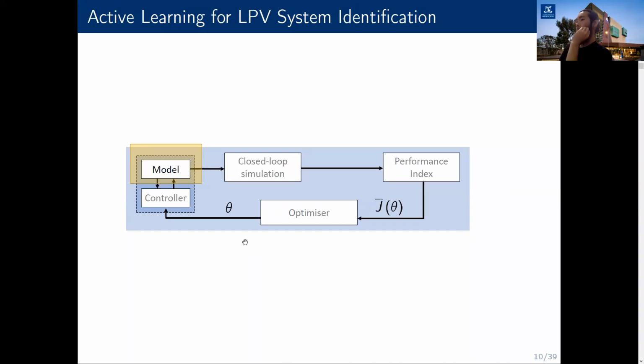The second chapter relates to this part of the framework, the system identification of this model that you're using in offline tuning.